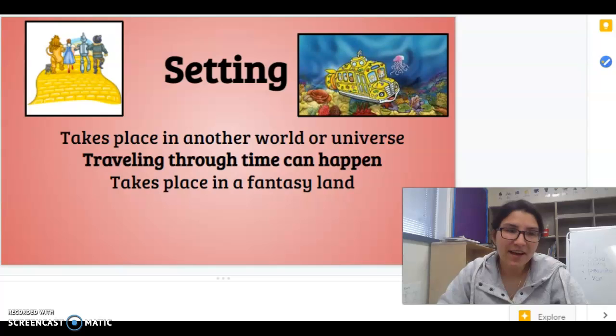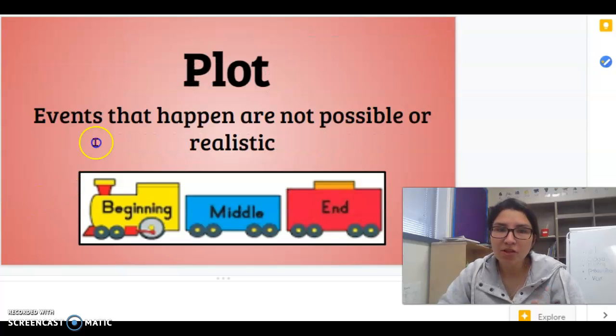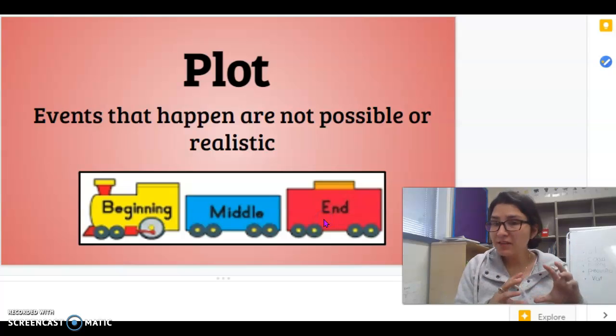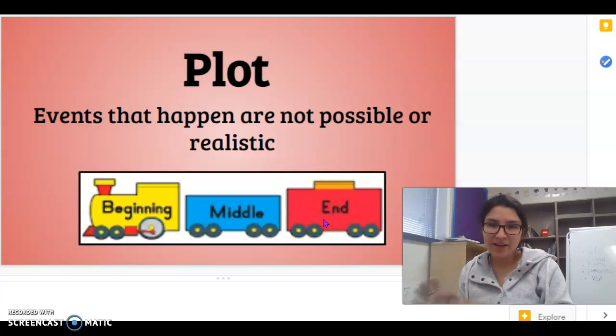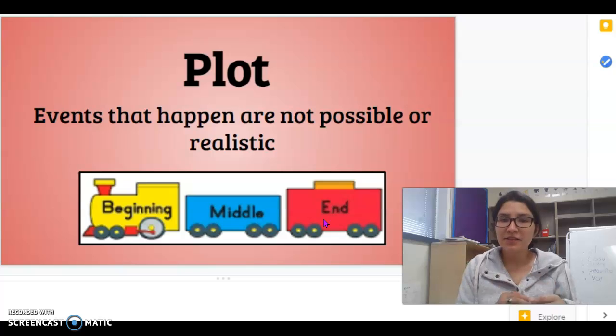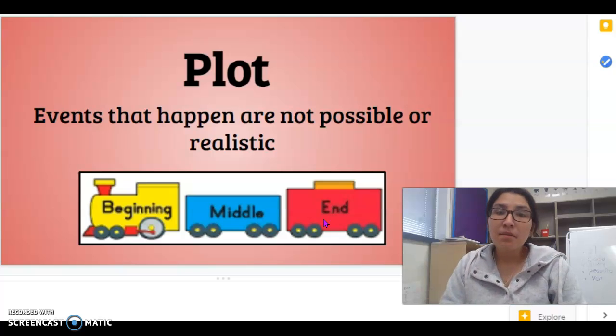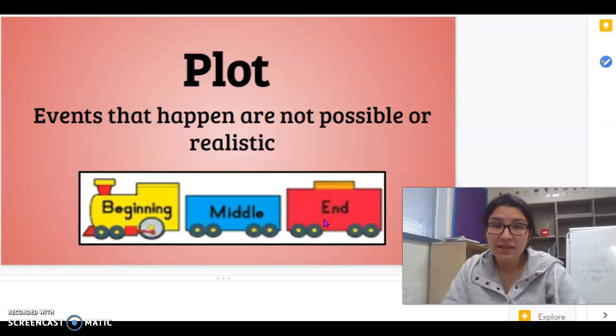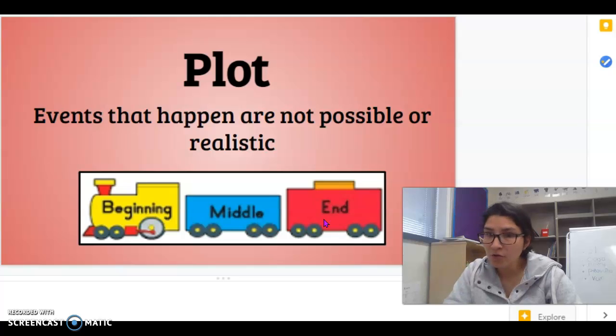Okay, so now let's talk about plot. Plot are the events that happen in a story, right? So we have the events that happen in the beginning of the story, the middle of the story, and the end, right? Just like a normal story, there's different events that happen, okay? But in a fantasy story, the events that happen are not possible or realistic. Let's go back to the story, Jack and the Beanstalk. Well, he gets magical beans in the beginning of the story, right? That's not going to happen.